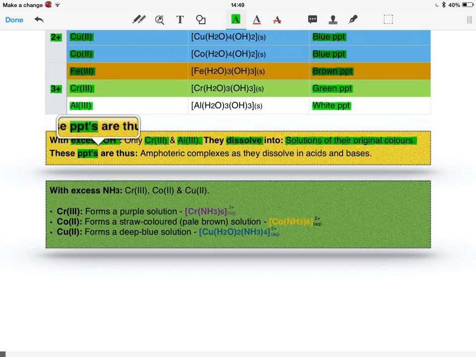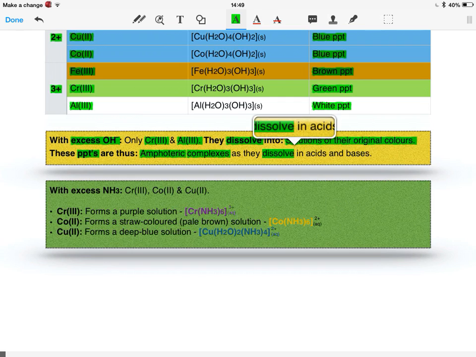These precipitates of chromium 3 and aluminium 3 are therefore known as being amphoteric because they're complexes which dissolve in both acids and bases.